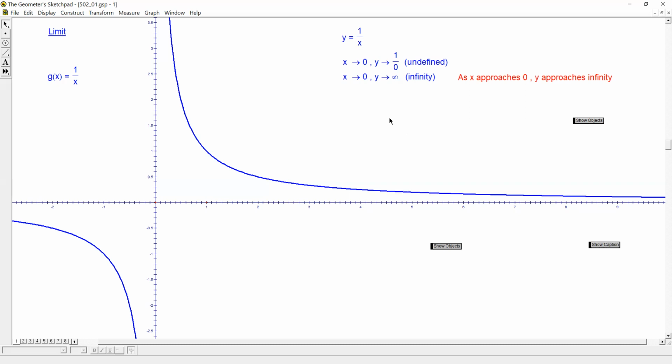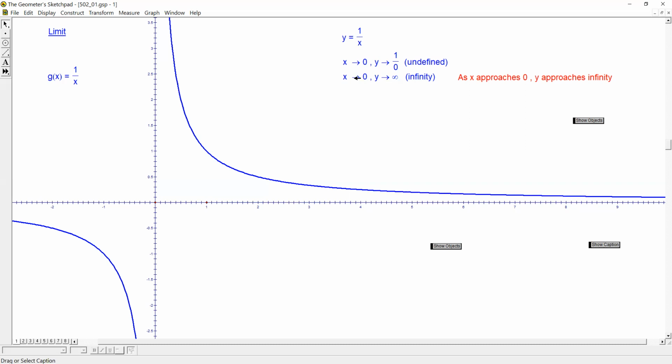What does it mean by x approaches 0? That means x is not yet 0. X is a very, very small number. Smaller and smaller. It's getting smaller and smaller. What happened to the y? The y is getting what? Smaller and smaller or bigger and bigger? Right, you become bigger and bigger.